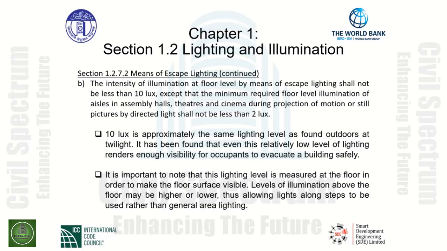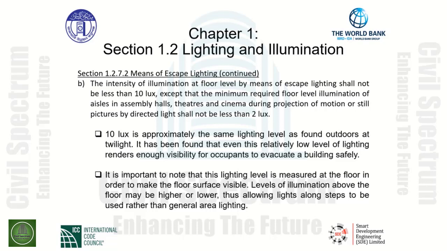Means of escape lighting continued. Item B, the intensity of illumination at floor level by means of escape lighting shall not be less than 10 lux, except that the minimum required floor level illumination of aisles in assembly halls, theaters, and cinemas during projection of motion or still pictures by directed light shall not be less than 2 lux.